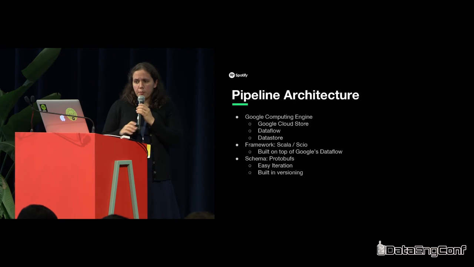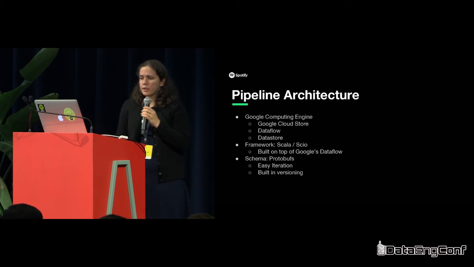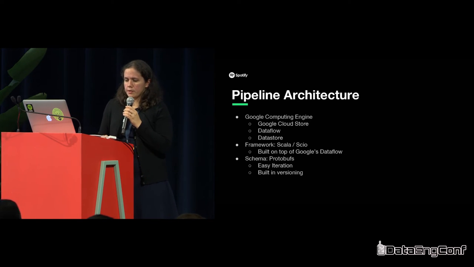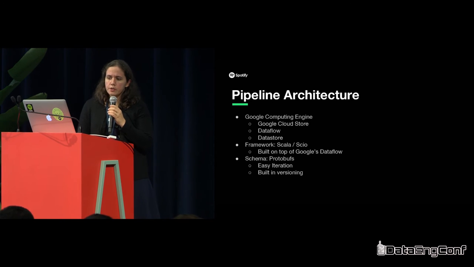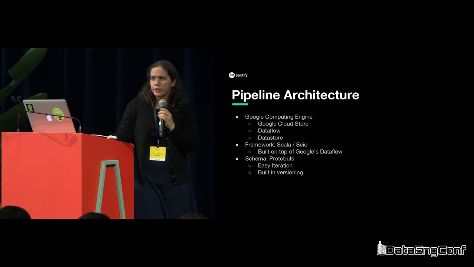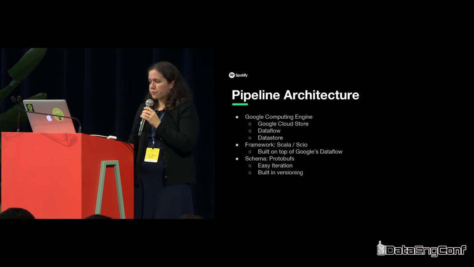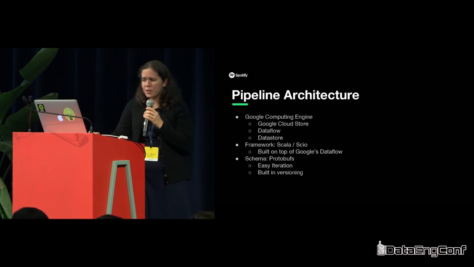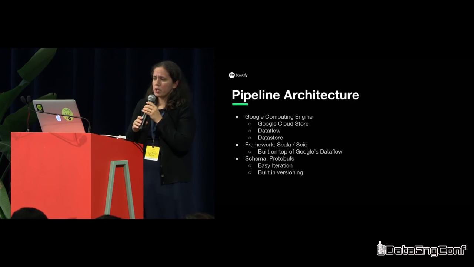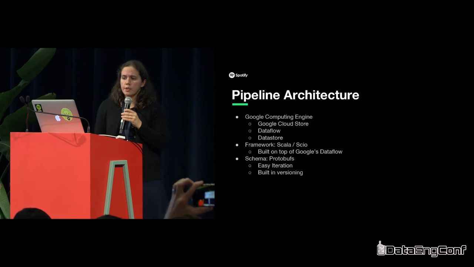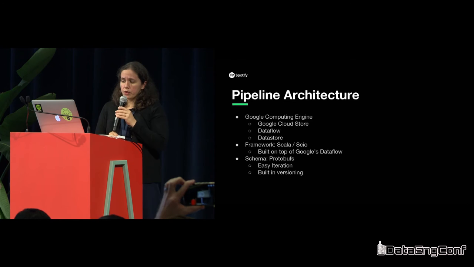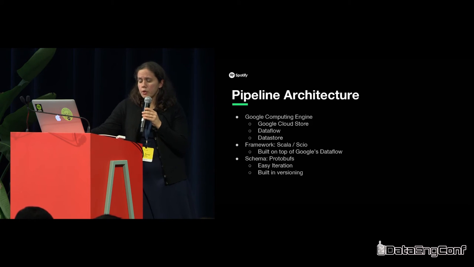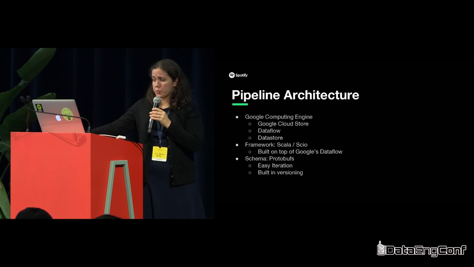A few important things about our pipeline architecture. Spotify recently decided to partner with Google and use the Google suite of products, the computing engine products. So we use Google Cloud Storage, which is essentially their cloud file storage. We use Google Dataflow, which is their computation mechanism. And we use Datastore as our database technology to put our data into the backend. The framework that we use is Scala and Scio, which is built on top of Google's Dataflow. And for schema, we use protobufs.